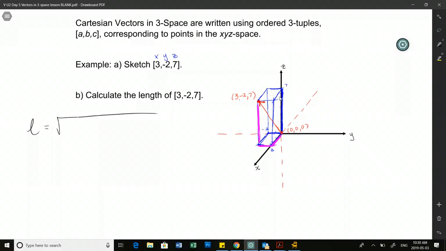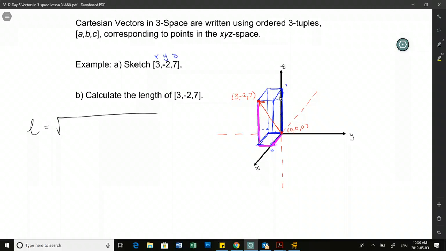Mark, focus. Okay, it's calculated very similarly to how our 2D vectors are calculated. Olivia, question? So those pink lines are the x, y, and z components of our vector, of our point that creates our vector.